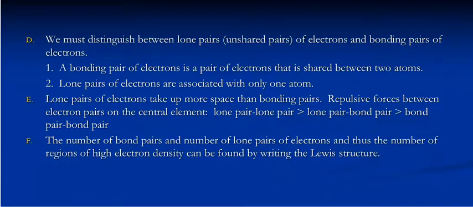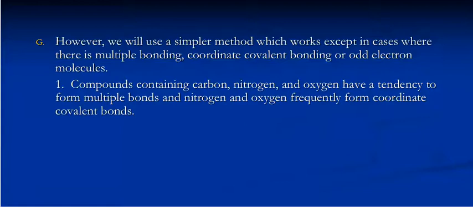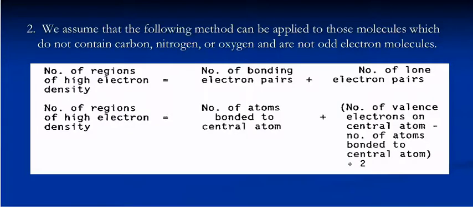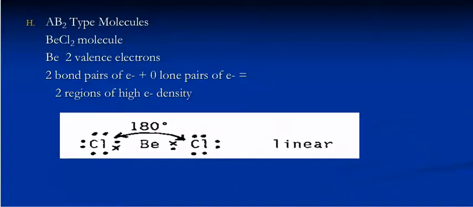When we distinguish between lone pairs and bonding pairs of electrons, a bonding pair is a pair of electrons that is shared between 2 atoms. A lone pair of electrons is associated with only 1 atom. Lone pairs take up more space than bonded pairs. To determine how many bonding and lone pairs we have, we're going to draw the Lewis structure. You can use this method described under letter G, but I will always use the Lewis structure. So I'm going to draw the Lewis structure for all of these.